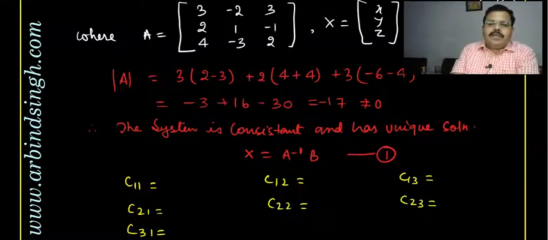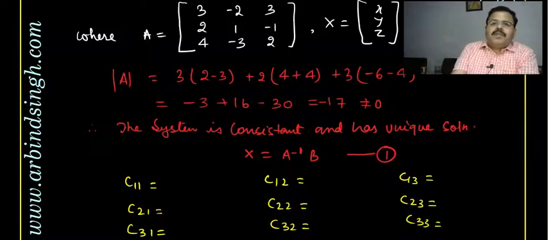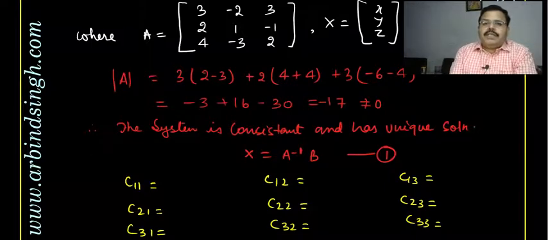C31, C32 and C33. We need to write the first cofactor. That is the step we need to write during the examination, and that is why I am writing all those steps. So C11, that is first row, first column. So this cancels, this cancels. 2 into 1, 2 minus 3, that is minus 1.